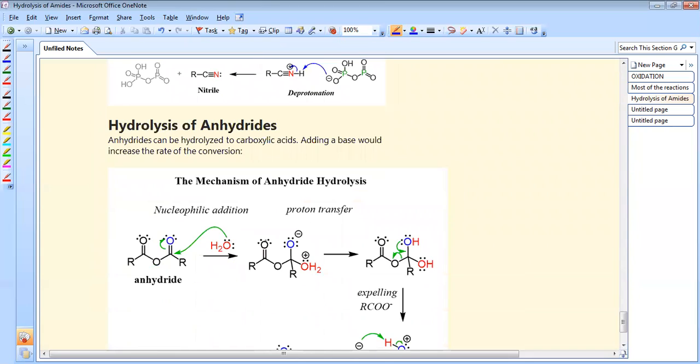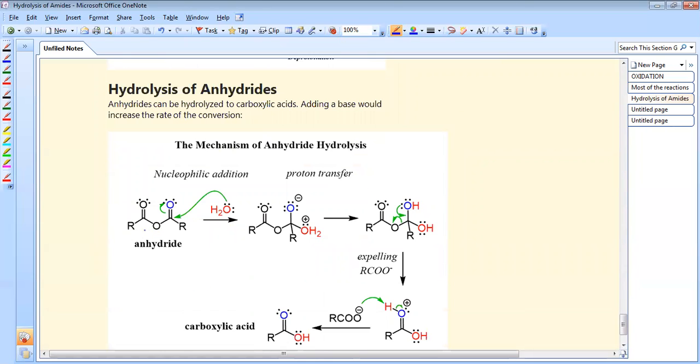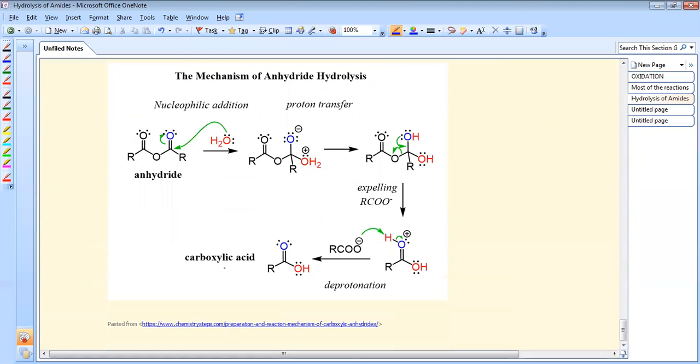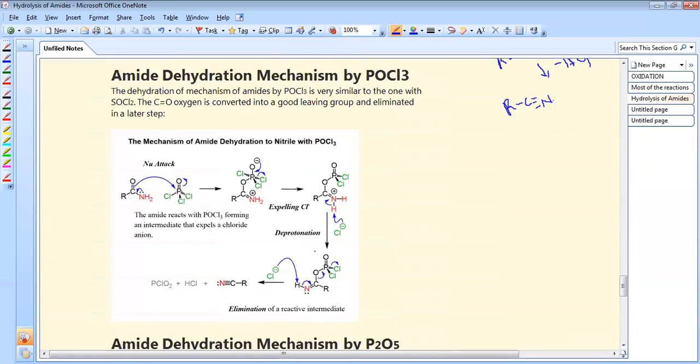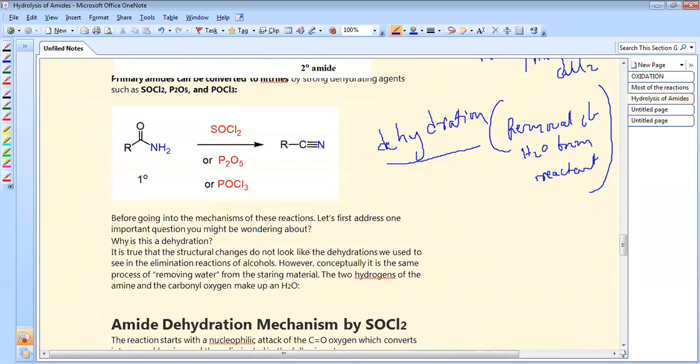And the last one is the mechanism of hydrolysis of anhydride. When we hydrolyze any acid derivative, the ultimate product is a carboxylic acid. So this is the mechanism. With this we have completed carboxylic acids and their derivatives.